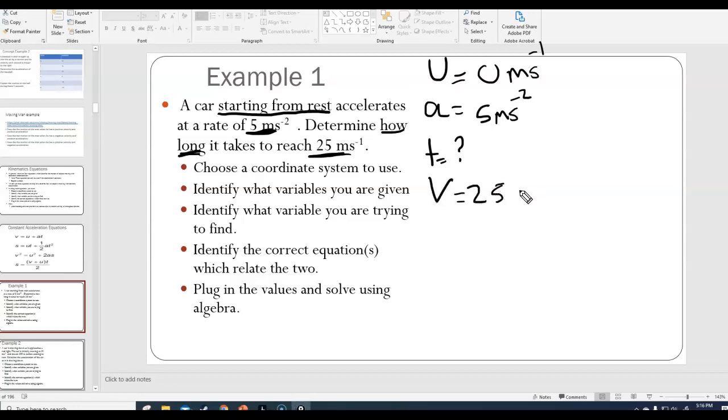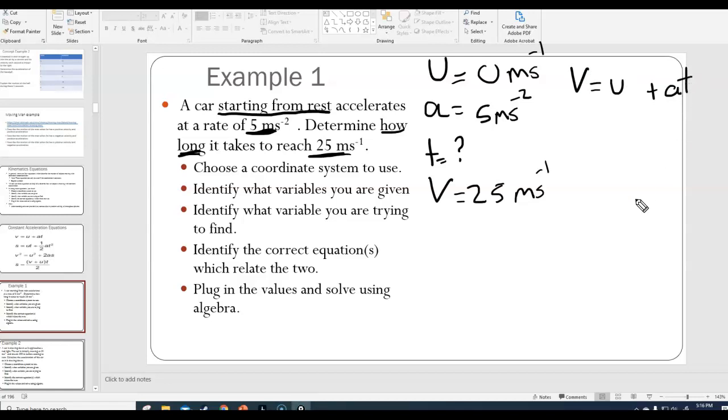Now comes again the question that everybody asks, how do I know which equation to use? And again, there's only one equation that has u, a, t, and v. So if you look back in your notes at the equations you wrote down, the equation that has those exact four things looks like this. v equals u plus a times t.